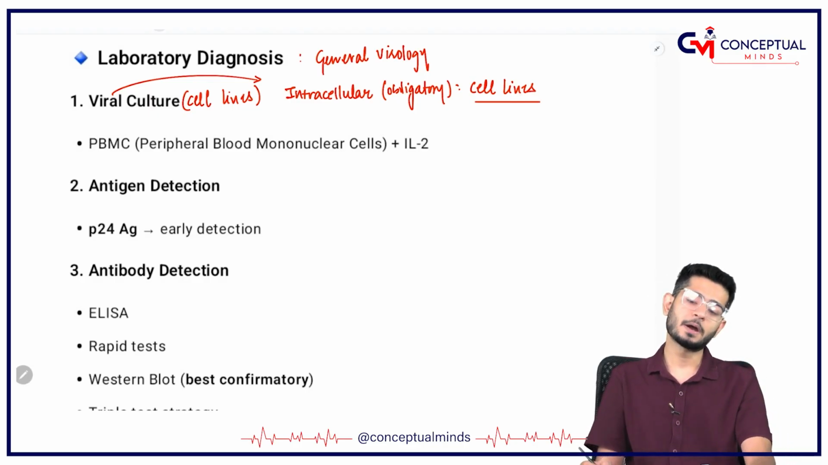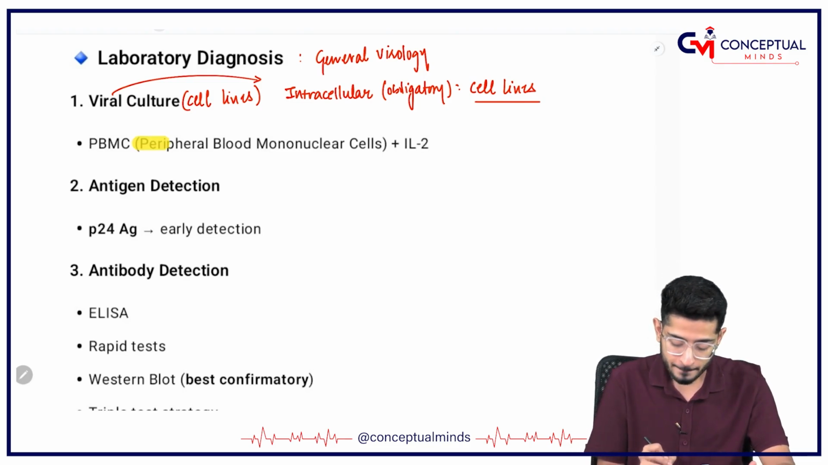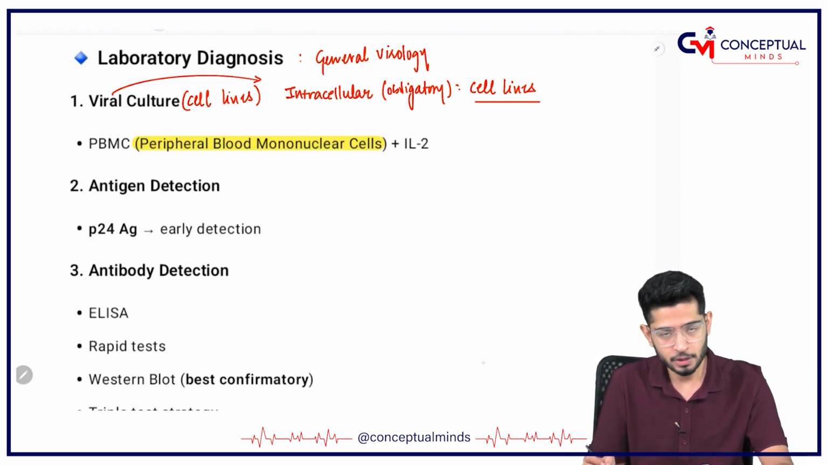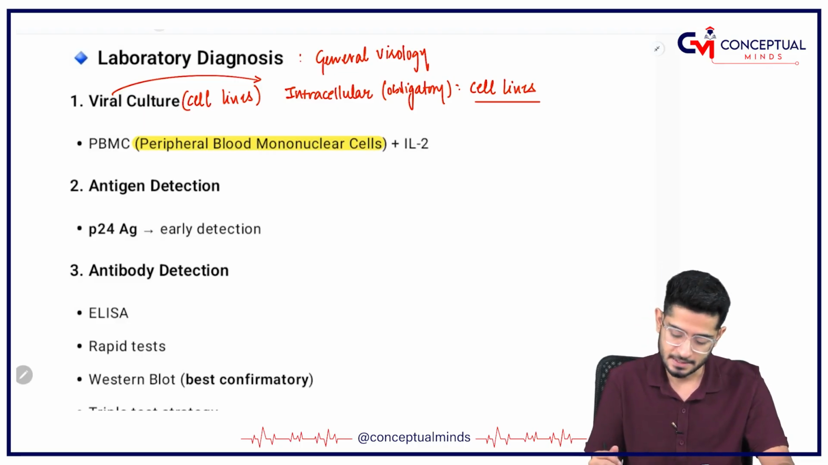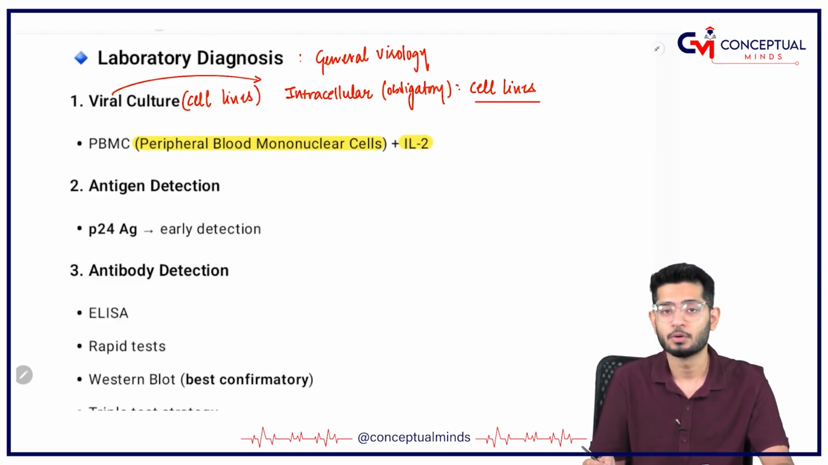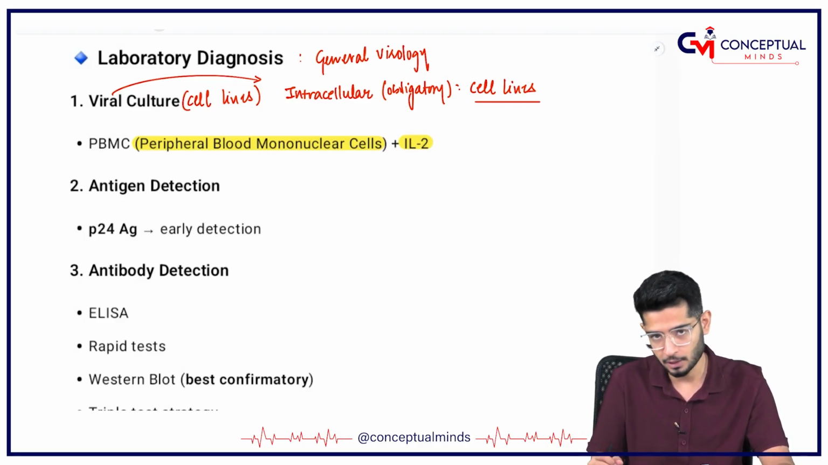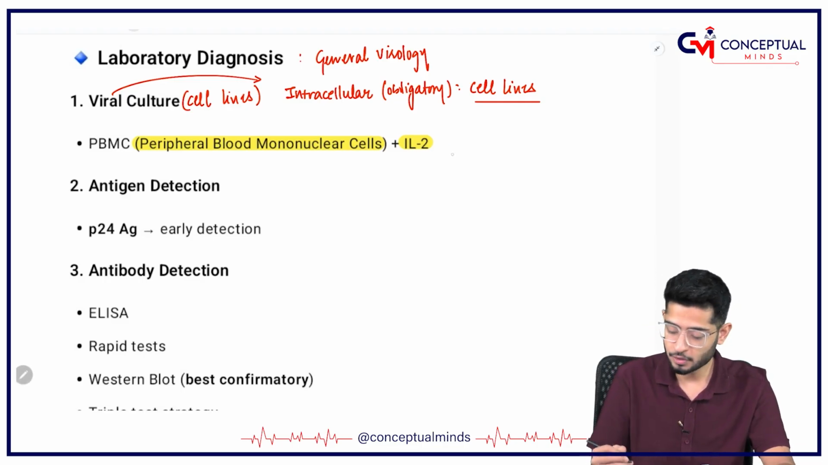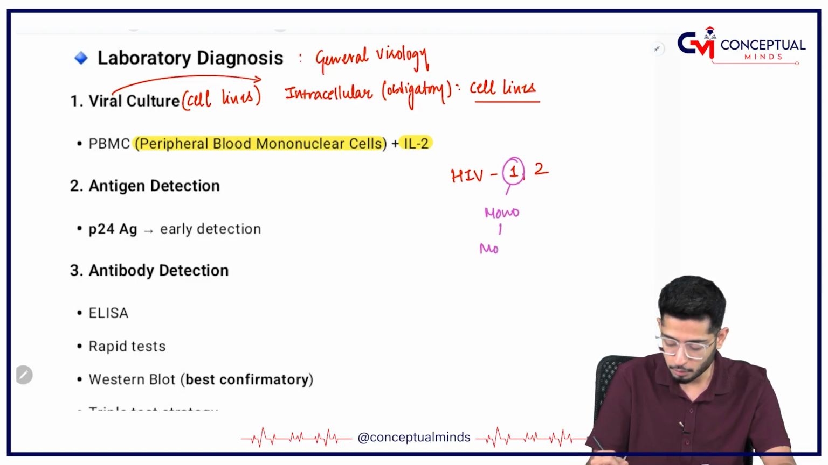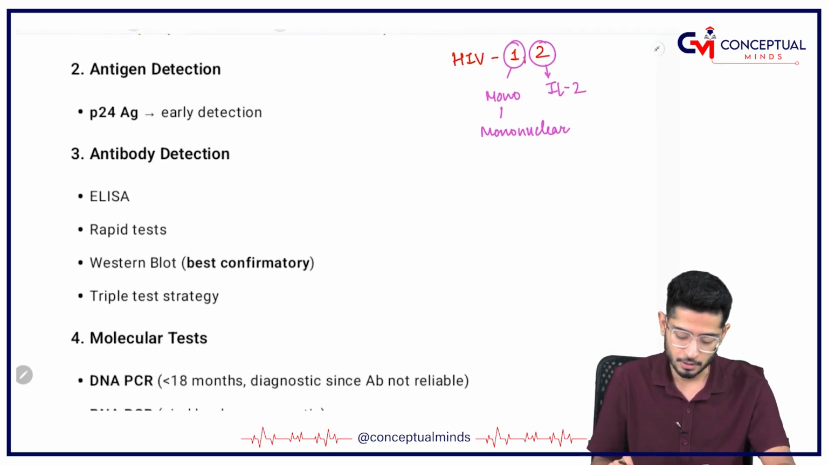So which cells are required by your HIV? Peripheral blood mononuclear cells, okay. So peripheral blood mononuclear cells are required and interleukin 2, okay. So peripheral blood mononuclear cells and interleukin 2, both of them are required for HIV to grow, okay. So remember HIV-1, HIV-2. So this is just a trick to remember. 1 means mono, so it requires mononuclear cells, right? And from 2 you can remember that interleukin 2, okay. So this is a trick and a mnemonic to remember.